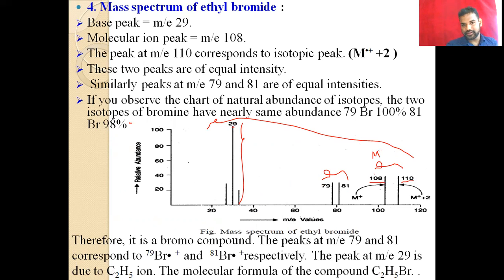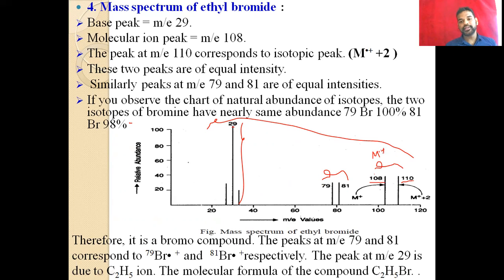In the earlier examples, the base peak and the molecular ion peak were the same, but here it is different. The base peak is at an m/e ratio of 29, but the molecular ion peak is at 108 and 110. Now we have identified the molecular ion peak and the base peak.